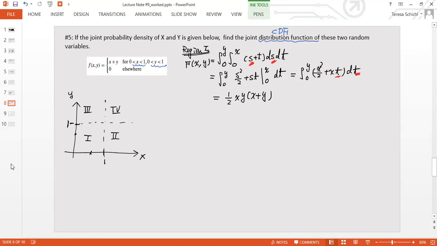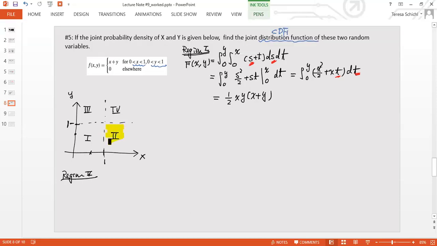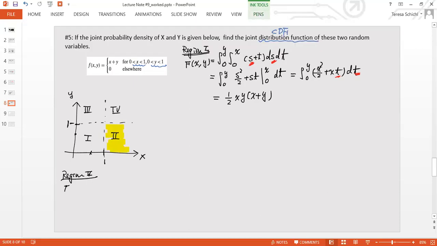Now let's take a look at region number 2. I need more space here. Region number 2 is which region? It's this region, right? Take a look at this region: for the F of X, Y, the X is above the domain here, but Y is still inside the Y's domain.